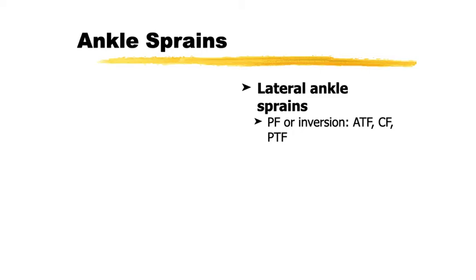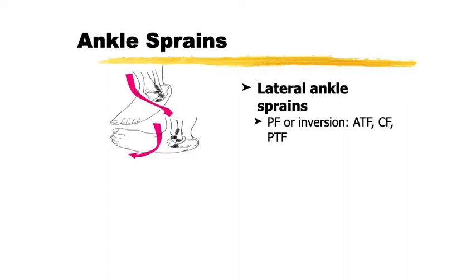So the mechanism of injury, there's three different ones. We have where somebody is plantar flexed or inverted their ankle. This is when you step on somebody's foot. Roll your ankle is another way this is thought of, as you can see in those pictures. The ligaments that are involved when we have plantar flexion or inversion are the anterior talofibular ligament, the calcaneofibular ligament, and the posterior talofibular ligament, the three lateral ankle ligaments with this motion.